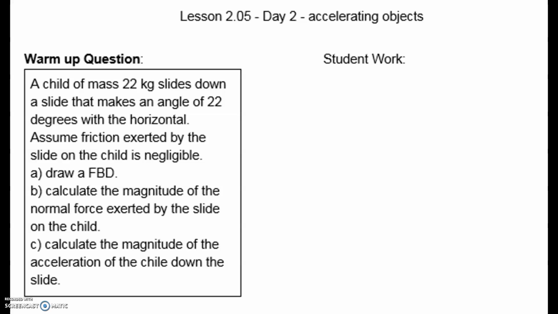Right, so let's look at a super common type of dynamics problem, and that's the problem involving a ramp. Here we have a child that has a mass of 22 kilograms, and they slide down a slide that makes an angle of 22 degrees with the horizontal. Assume friction exerted by the slide is negligible.